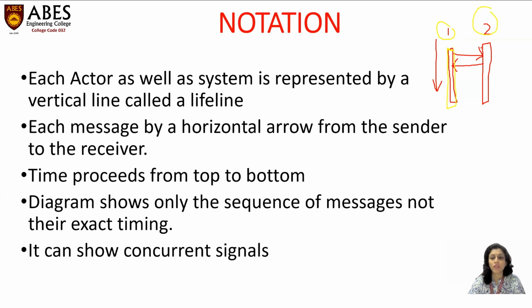And how are they communicating? Object 1 is first requesting something from object 2, and then object 2 is replying to object 1. So we read the communication from top to bottom. The messages are shown by horizontal lines with arrowheads, so that we are clear about the flow of message from which object to which object. And the lifelines are represented by rectangular vertical lines.